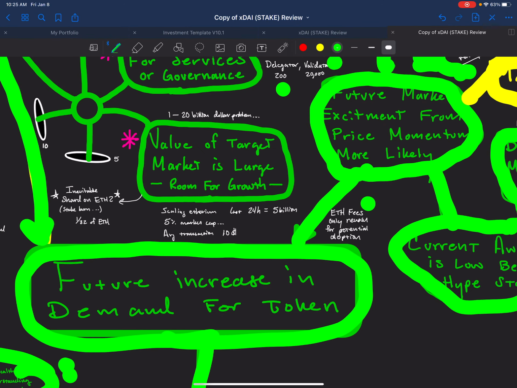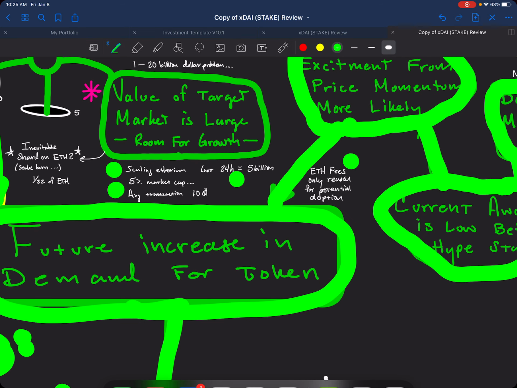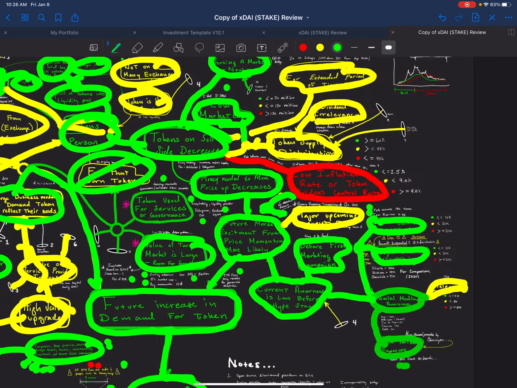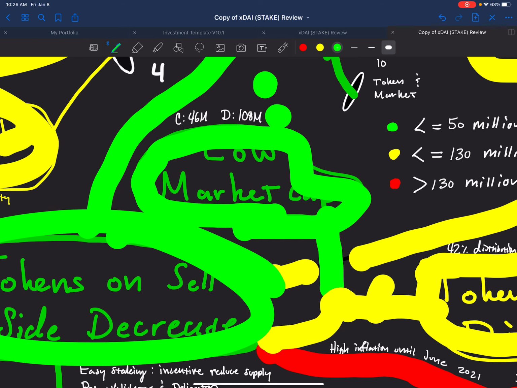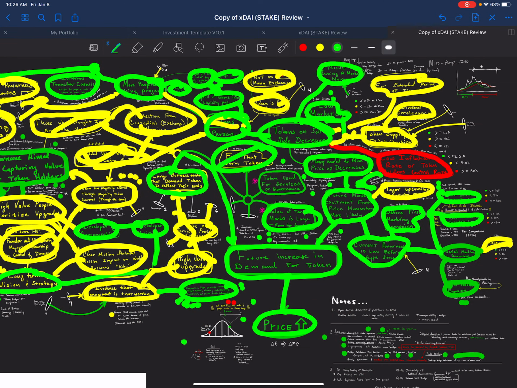The value of the target market, it's a scaling solution for Ethereum. In the last 24 hours, Ethereum did $5 billion in transactions. So the average transaction fee is $10. It's probably higher than that right now. So the future market for this is a shard of Ethereum in the long run, but in the meantime, its target market is scaling Ethereum, and there's plenty of value in that for this project. It only has a market cap of 100 million, so it could 10x or more if people start using it.